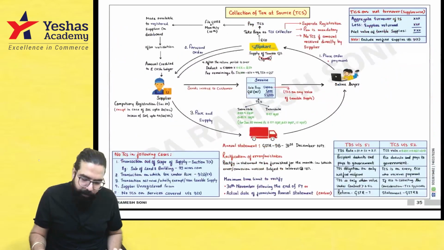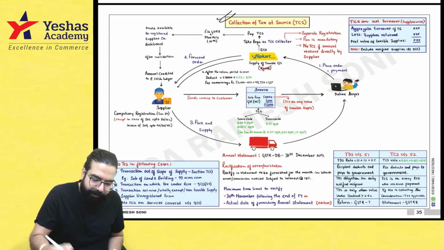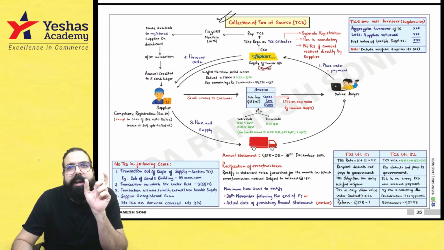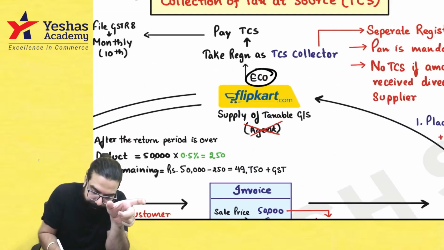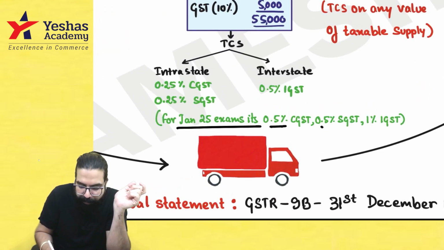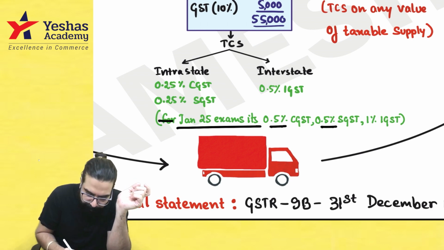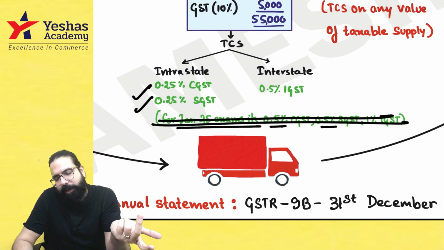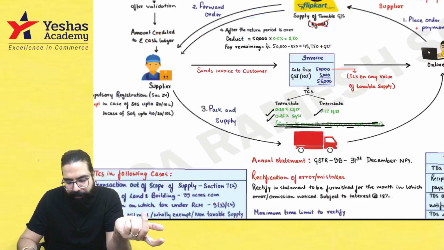Done, sir. Please come to TCS now. In TCS, earlier the rate of TCS which the e-commerce operator had to deduct, for Jan it was 0.5%, but now from May onwards it is 0.25% and 0.25%, or IGST is 0.5%. I hope you guys remember.